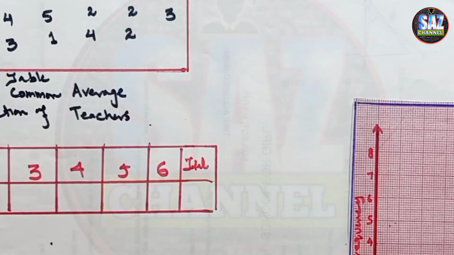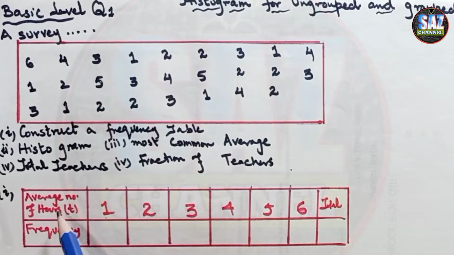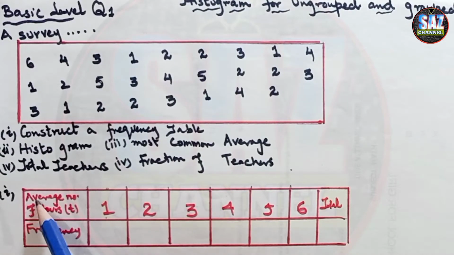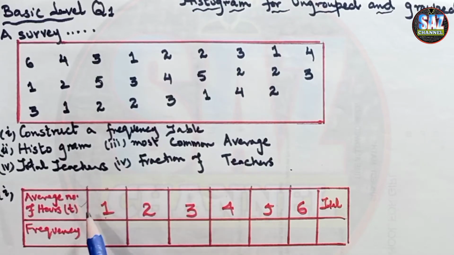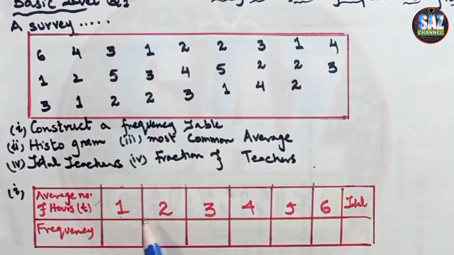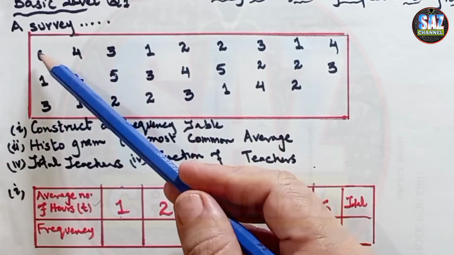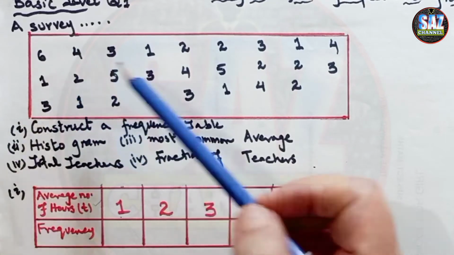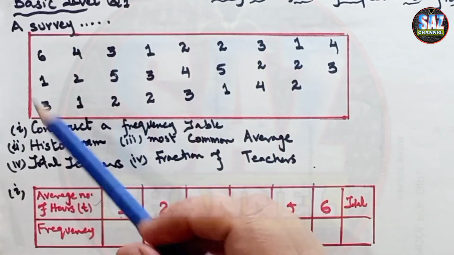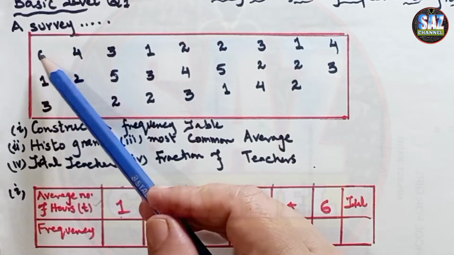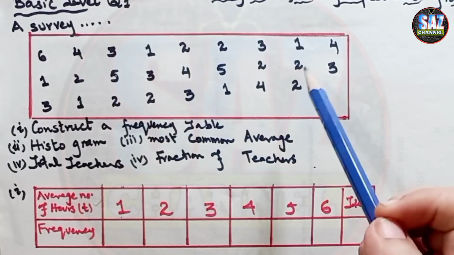Some of the working I have done so that I can spare some time for the discussion. So in the first place, I have to write the average number of hours or the time, and the time which is given is starting from 1, 2, 3, 4, 5, and 6. And now we have to see how many times 1 is coming in the data. So we have to be really careful about this. So decide in the beginning, do not pick up the numbers abruptly and randomly. Okay, you can just go in a sequence that either move column wise or move row wise.